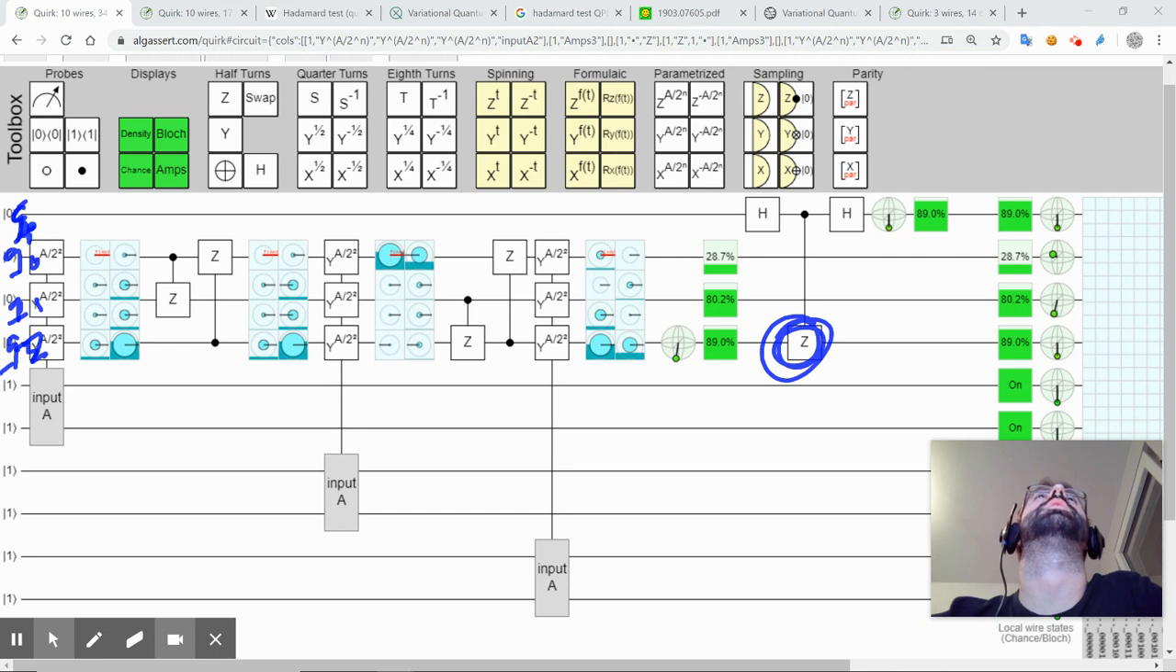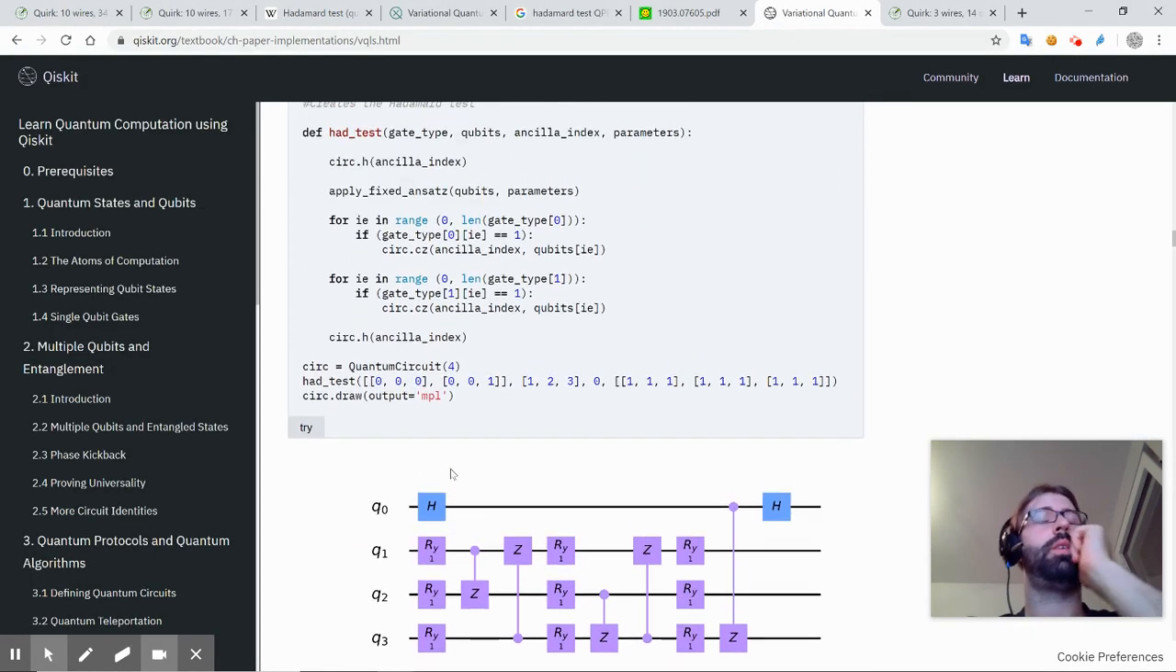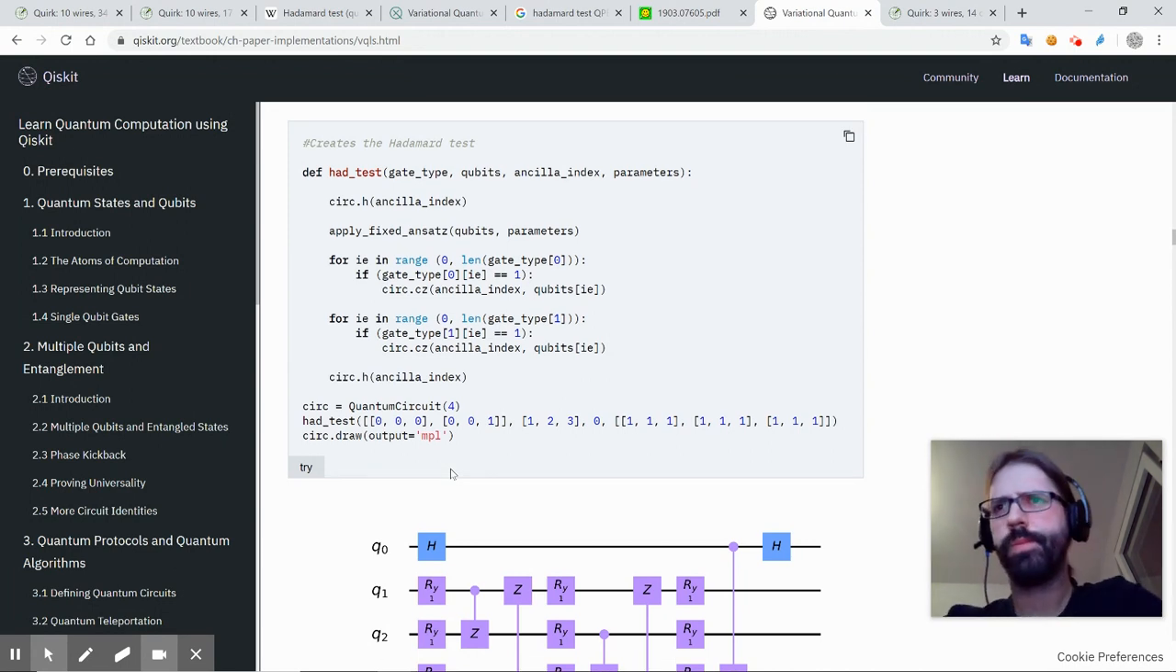Hadamard test. Grid Hadamard test. So here it says, sorry, I should be looking at these so you can see it on the camera. Here it says Hadamard and the index. Apply the fixed ansatz for i in range, gate type. If gate type equals 1, then do a control Z.